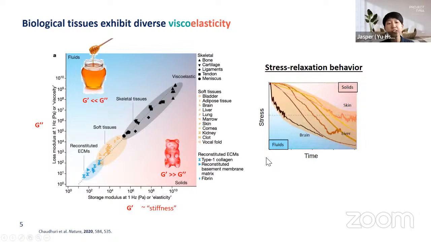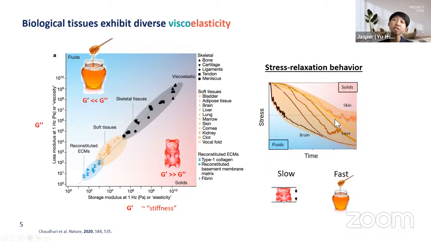This viscoelastic material has a typical behavior called stress relaxation behavior. If you think of pressing this gummy bear, this gummy bear, of course, will have a resistant force that pushes back against your force. However, this force could decay over time. So essentially, stress relaxation behavior on this graph is stress decaying over time between different tissues. Gummy bear probably has a very, very slow decaying rate, very, very slow stress relaxation rate. And honey will be the fast example of it.